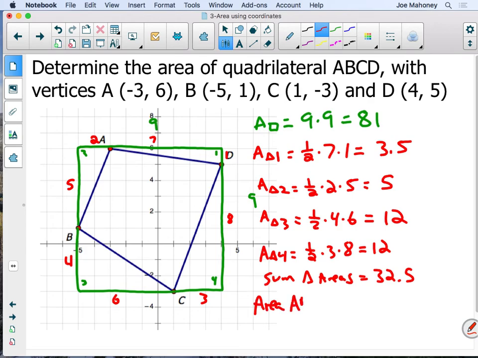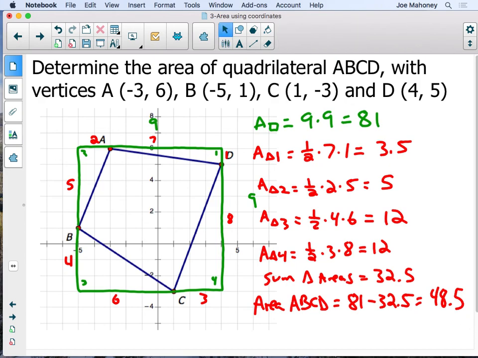So then to find the area of the quadrilateral, subtract the 4 triangle areas from the box. And when we do that subtraction, we get 48.5. There's the area of that figure. So yeah, decimals are okay. But don't you love boxing it in to find the areas? I know I do. It's my favorite thing to do in geometry.